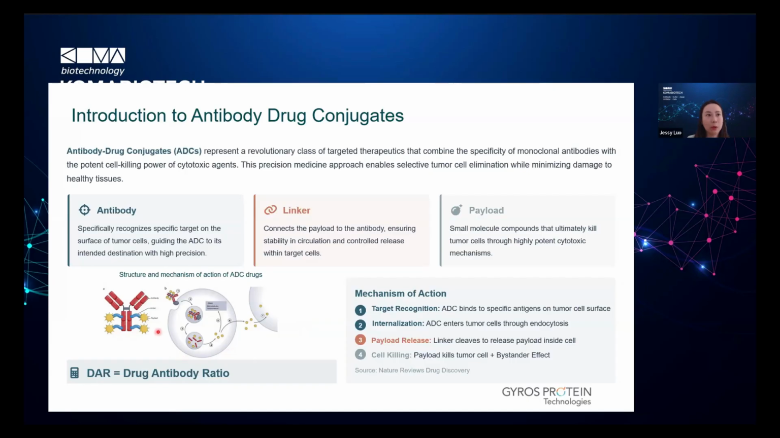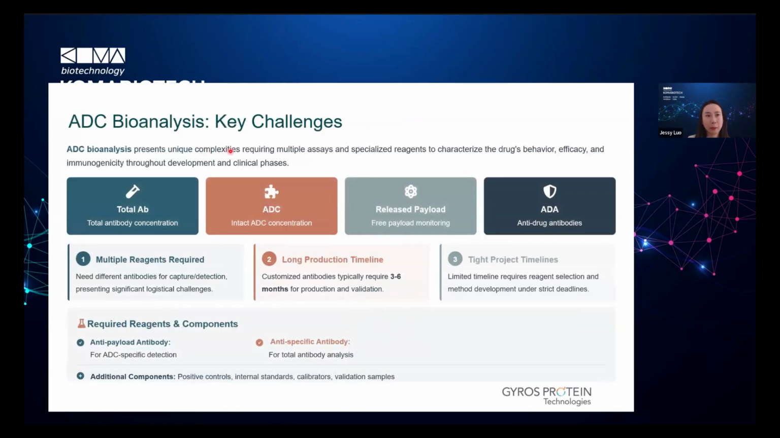Also, these molecules have different DARs, meaning they have different drug antibody ratios. That is, how many small molecules will be linked to one antibody, which makes the analysis a little bit different. Because of its complex structure, the analysis, like PK, PD, and ADA, will also be a little bit different than for other molecules.